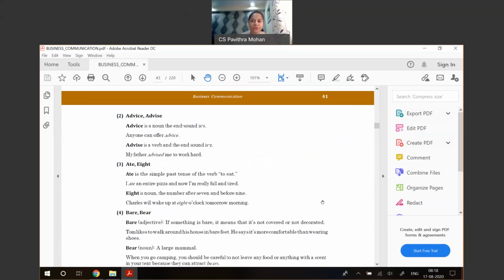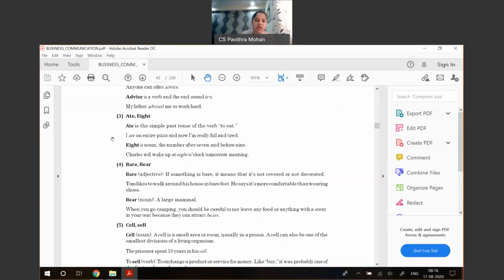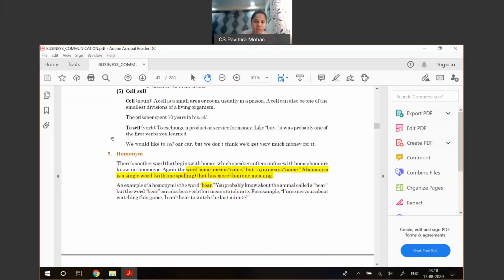The same way you have advise and advice. You have to know that wherever "ce" comes, it is a noun, and wherever "se" comes, it is a verb. I've told you what a noun and a verb are in the previous class. The same concept is here. Then you have eight, ate, bear, bare, sell, cell. These words sound the same when I pronounce them, but when I use them, they are different. Those are called homophones.